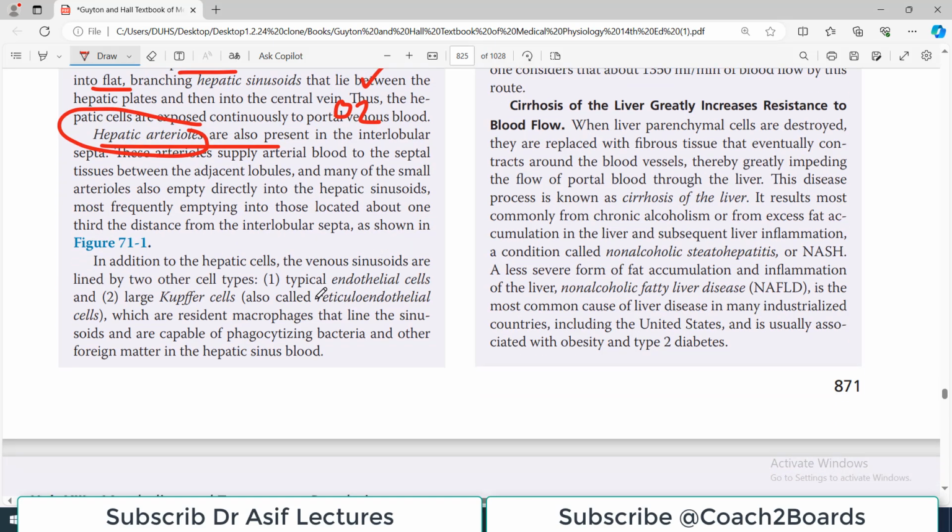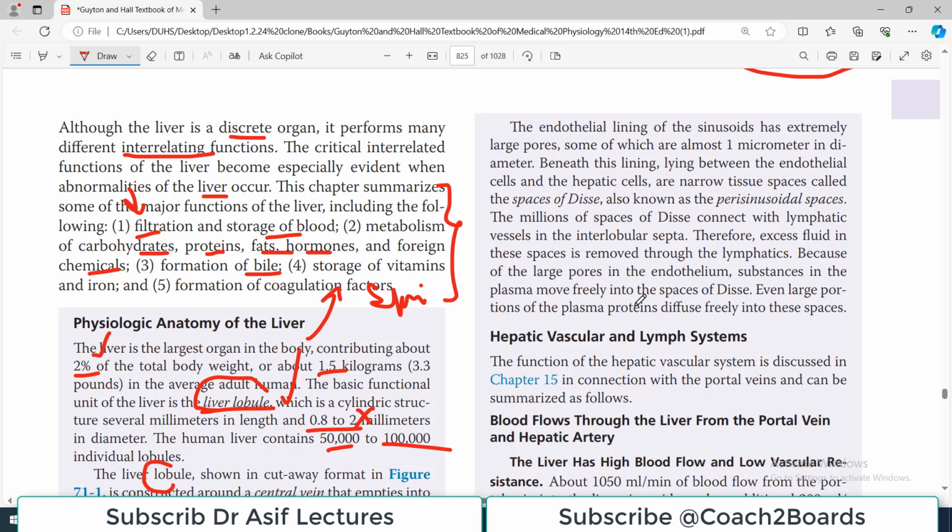Okay. In addition to the hepatic cells, the venous sinusoids are also lined by a few other cells: typical endothelial cells, and large Kupffer cells, which are part of the immune system, and they are actually the resident macrophages. वो macrophages जो liver में settle हो गए, these are called the Kupffer cells, and they are very important in the process of phagocytosis, ताकि ये blood को clean कर सकें.